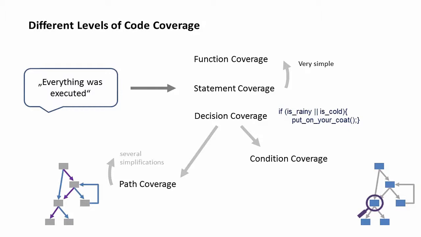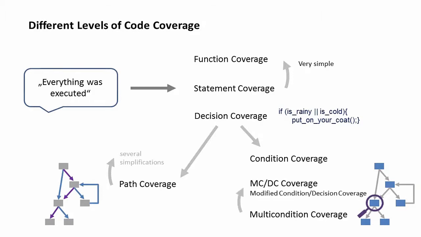The question for condition coverage is whether every condition, every atomic part in a decision, was tested as true and as false during the test. Then, one or two steps further, we have the multi-condition coverage level. That means that every combination of true-false evaluation was tested during the test. And there's a relaxation of the multi-condition coverage called modified condition decision coverage, MCDC coverage.